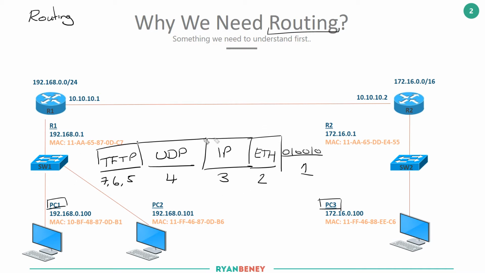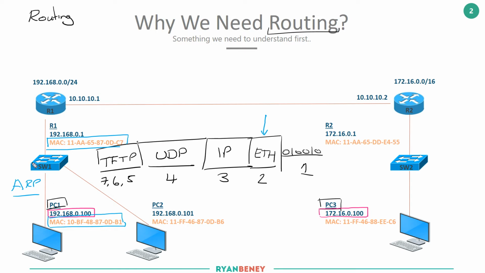So let's go ahead and fill this in. The source IP is going to be PC1's IP address. The destination will be PC3's IP address. The MAC address source will be PC1's MAC address, and the MAC address destination will be router 1's MAC address. If PC1 didn't know the MAC address of its default gateway, it would go through its ARP process to obtain the MAC address in order to build the layer 2 Ethernet header.